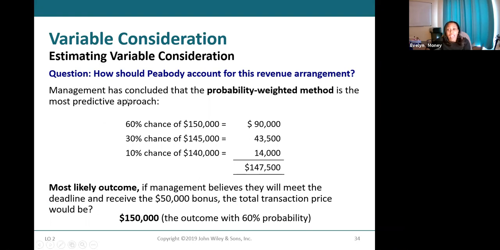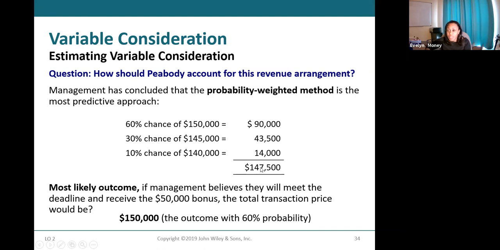Now, so we have to use this probability weighted method where we know that there's a 60% chance of finishing on time. So if we finish it on time, we get the full 150. There's a 30% chance of being 1 week late. If we're 1 week late, we still get the full 100,000, but instead of getting 50,000, we get 45 because it's reduced by 10. The performance bonus is reduced by 10% each week. And then there's a 10% chance of getting 140,000. So we sum all of that up.